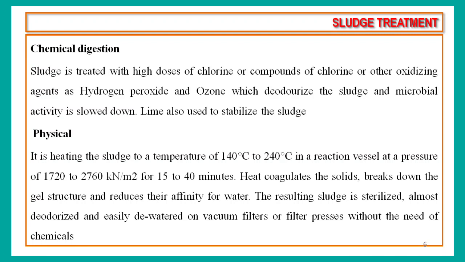That means in this physical method, the sludge is heated at a temperature of 140 to 240 degrees Celsius with high pressure for 15 to 40 minutes. This heat coagulates the solids, breaks down the gel structure, and reduces the affinity for water. And the resulting sludge will be sterilized and almost deodorized.